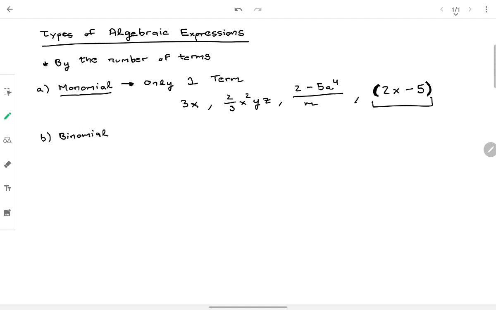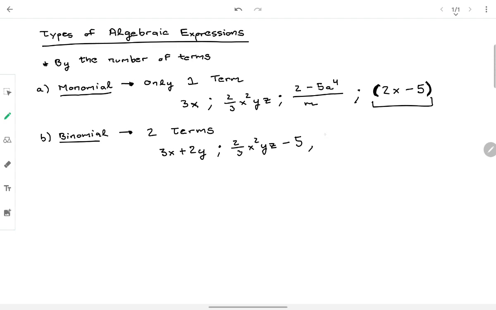We will have also the binomial that consists, of course, bi, it's 2 in Greek, so we will have here two terms. So let's put some examples. Maybe we can have something like 3x plus 2y. That will be a binomial. We can also have maybe 2/3 x squared y z minus 5. That will be also a binomial.